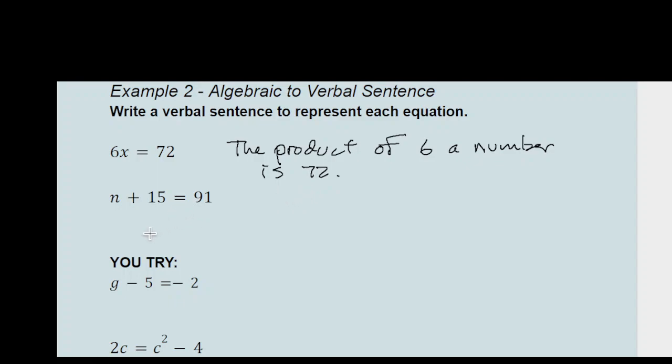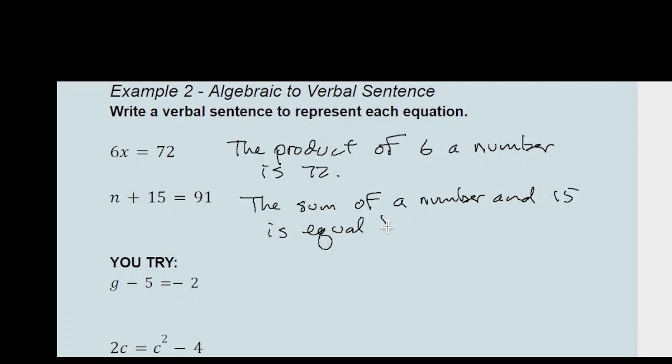And you're good. All right, and this next one, same thing. Look at what's happening. Well, this is a sum, right? So I'm going to start by writing the sum of, and now list your two terms that are adding. So we're adding n and we're adding 15. So n, we would say a number, and 15. And then this time let's change it up. We'll say is equal to 91. Okay?